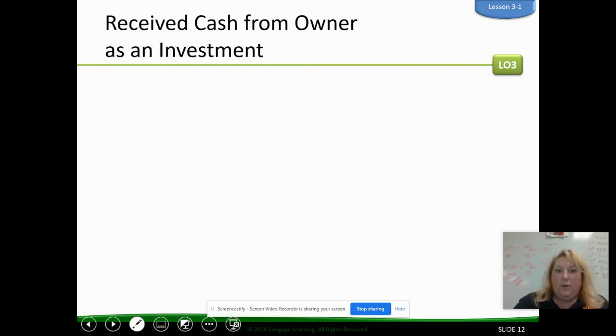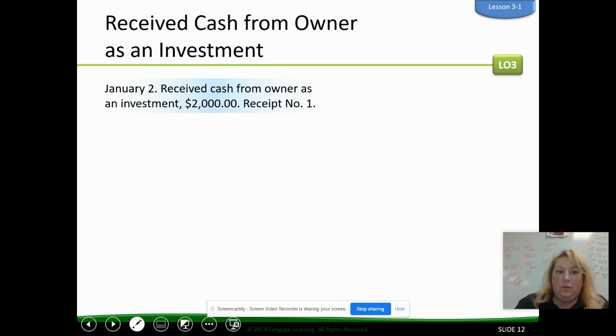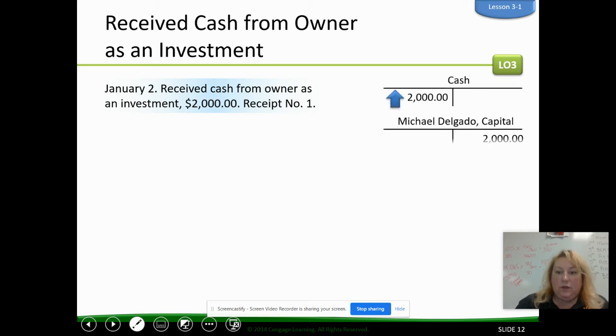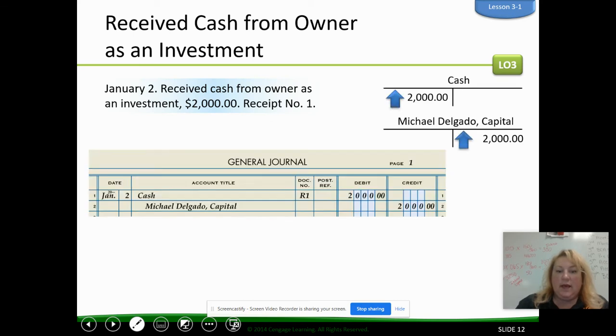So now we're going to talk about how it looks with a transaction. We've been using the T accounts, and we're going to put them in the general journal. So we have on January 2nd, notice it says we received cash from the owner as an investment, $2,000, receipt number 1. So here's my January 2nd, goes in the date.